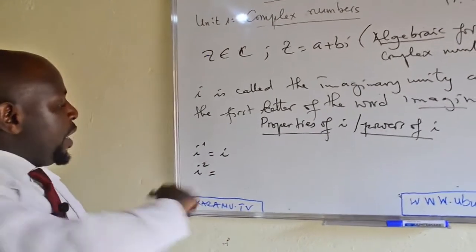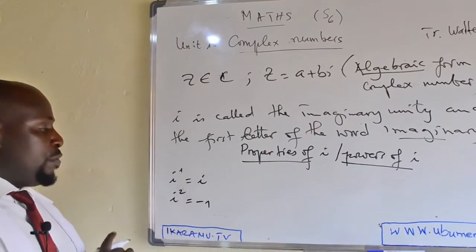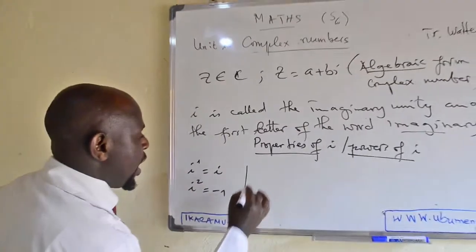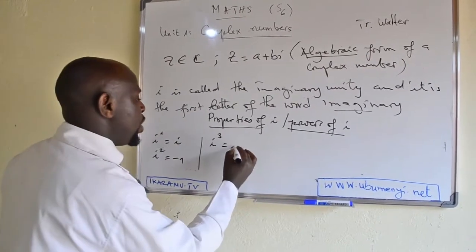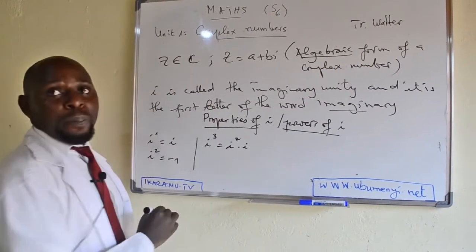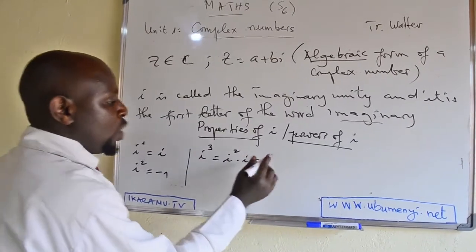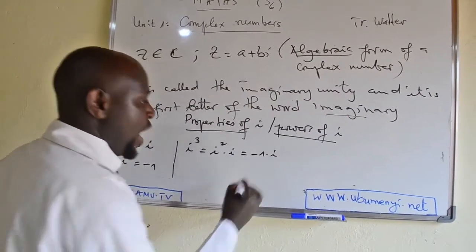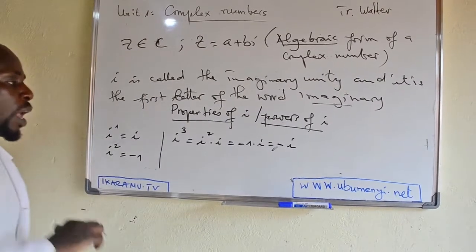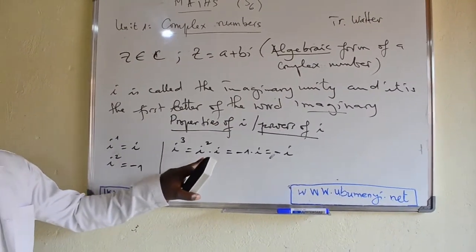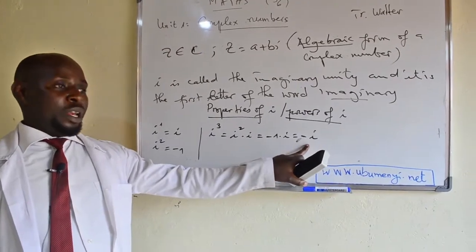I power 2 will be equal to negative 1, because we have seen before that mathematicians have supposed that I squared is equal to negative 1. Now, what about I cubed? If we split it, it will be equal to I squared times I. Since I squared equals negative 1, multiplying again by I, we finally see that it is equal to negative I.